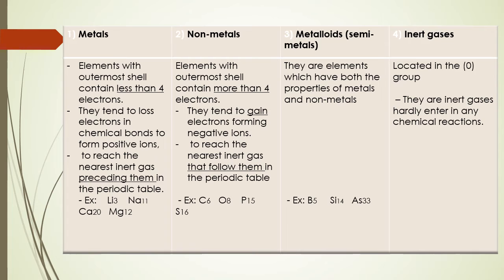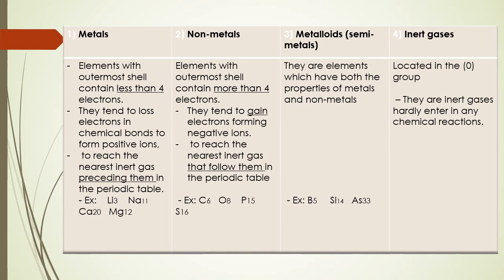On the other hand is non-metal. A non-metal element has more than 4 electrons in its outermost energy level, so 5 or 6 or 7 electrons, and tends to gain electrons during a chemical reaction and change into a negative ion. The electronic configuration of a non-metal in ion state is similar to that of the inert gas that follows it in the periodic table, like carbon, oxygen, phosphorus, and sulfur.